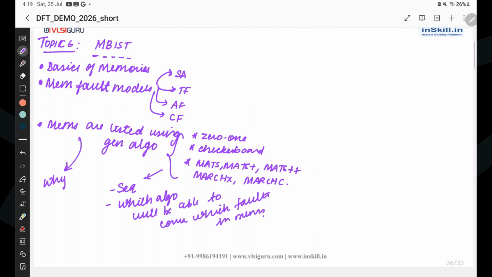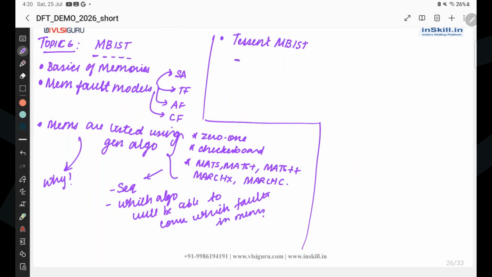Okay, and then we will be understanding about the Tessent MBIST architecture. In Tessent MBIST, we will be understanding the Tessent MBIST implementation and architecture. So the MBIST operation protocol.